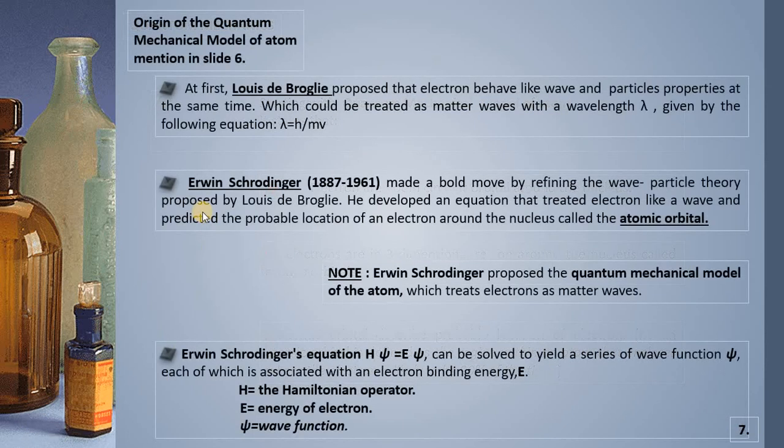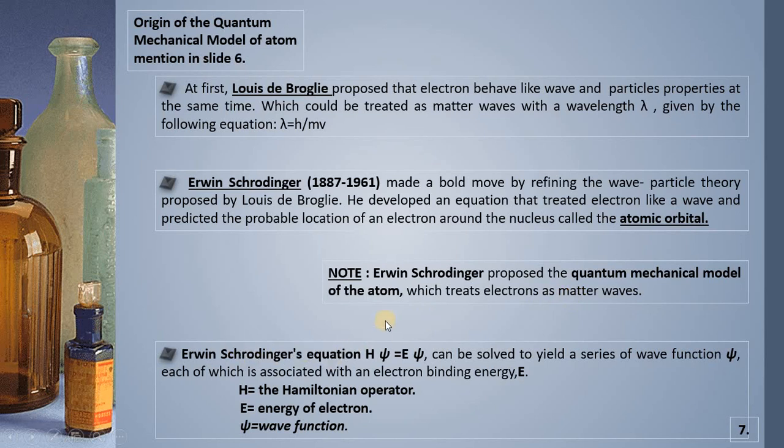Oh, wonderful. Who gave rise to this quantum mechanical model of the atom mentioned in slide 6? Look at what it is. Erwin Schrödinger gave rise to that. But before that, it was De Broglie who proposed that electrons behave with wave and particle properties at the same time. Erwin Schrödinger then made a bold move by refining the wave-particle theory. So note, Erwin Schrödinger proposed the quantum mechanical model of the atom, which treats the electron as a matter wave. Note my statement, it treats the electron as a matter wave.